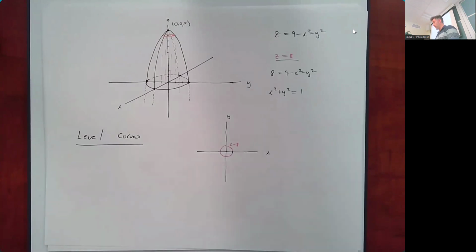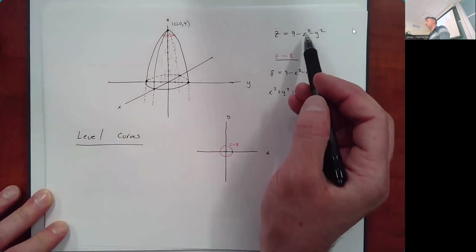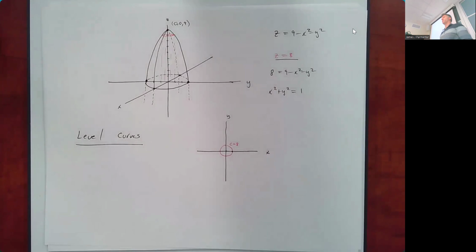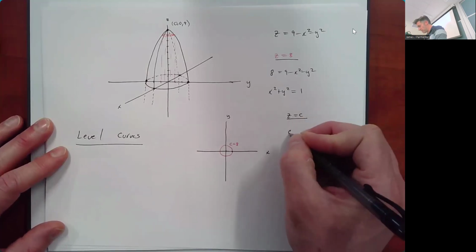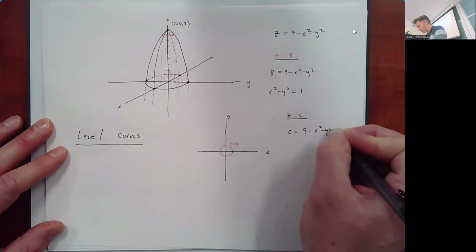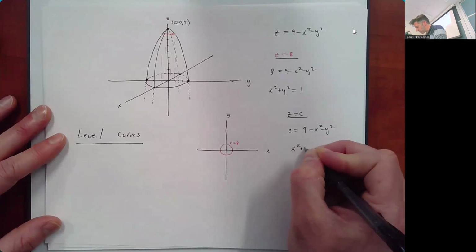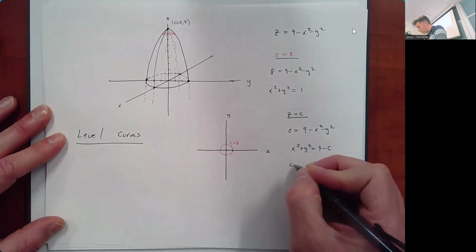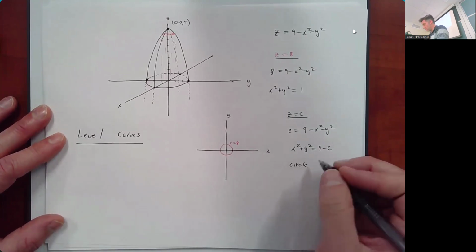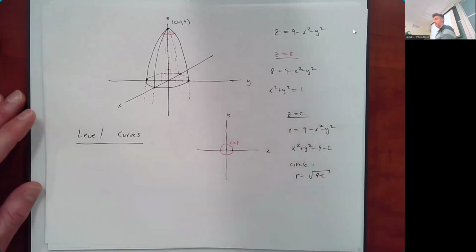Then we can do the same sort of thing. I'll point out that we usually don't want to keep doing this. I don't want to set z equal to 7, z equal to 6, z equal to 5 over and over again. So what we often do is set z equal to c and get c equal to 9 minus x squared minus y squared. Then I do the same sort of solving as before and get x squared plus y squared equal to 9 minus c, which I can see is a circle. The center is the origin, and the radius is the square root of whatever 9 minus c happens to be.